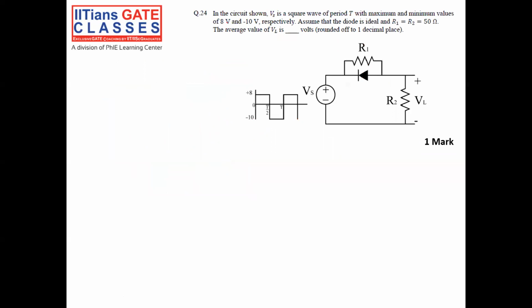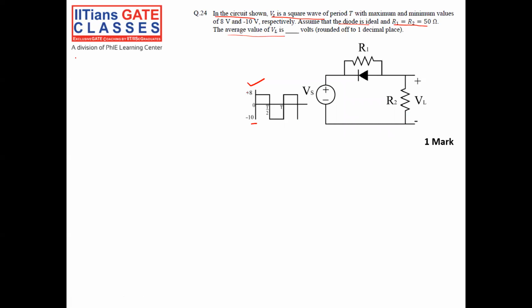In this question, in the circuit shown, Vs is a square wave shown in the figure, with maximum and minimum values of 8 volt and minus 10 volt respectively. Assume that the diode is ideal, and R1 and R2 are 50 ohm each. We have to find the average value of the output voltage VL.